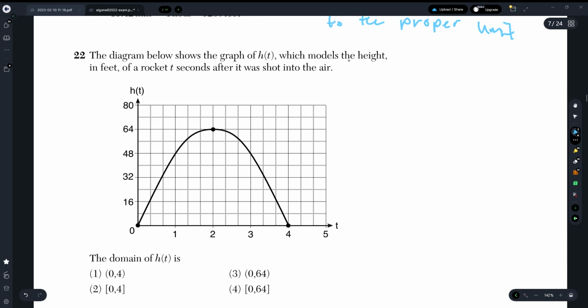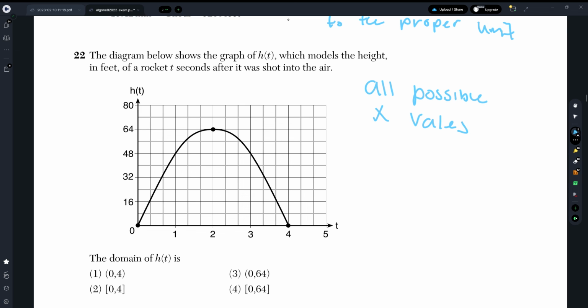Right, so a diagram below shows the graph of h of t, which models the height in feet of a rocket t seconds after it was shot into the air. And it's asking us for the domain. The domain gives us all possible x values. If we look here, our x values range from 0 to 4, right? So we can eliminate 64, right?